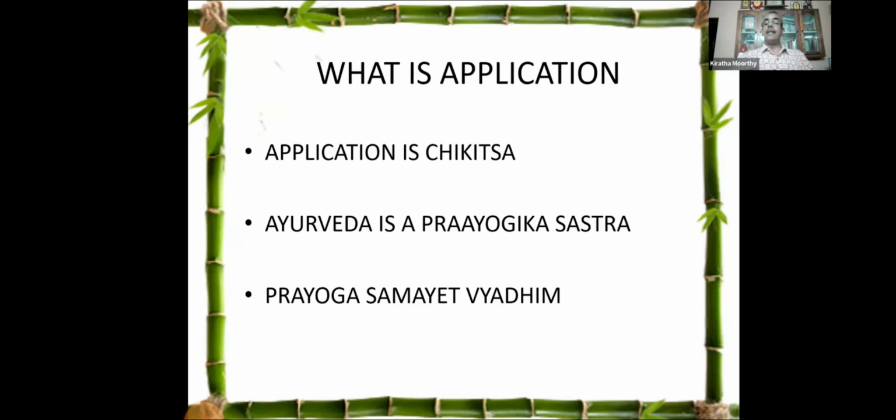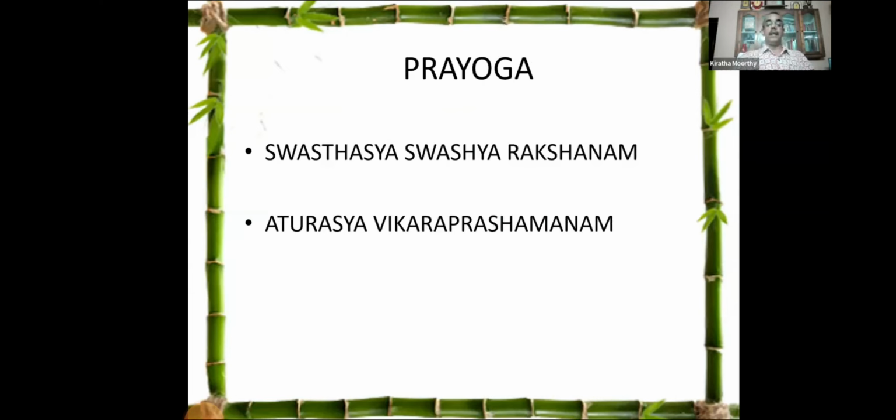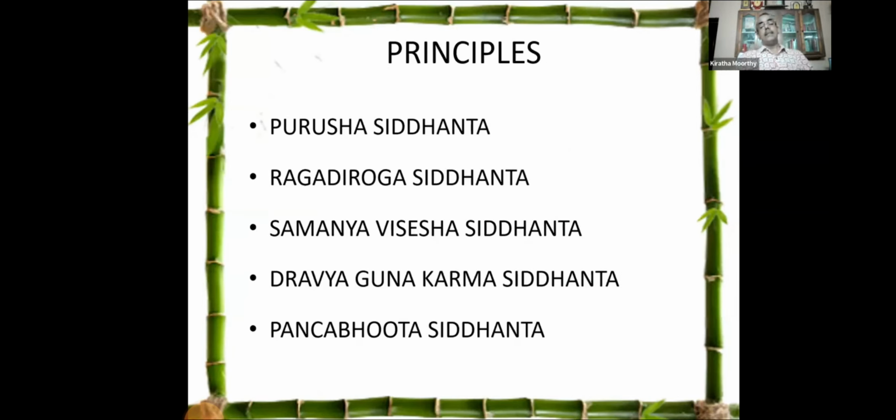So, Prayoga Shamaye Ityadhi. The Prayoga should relieve the disease from the patient. This can be divided into two broad things: Swasthasya Swasthya, that is the preventive aspect, and Adurasya Vikara Prashamanam, that is the curative aspect. That is also told by Charaka only. Then what are the principles we are utilizing in the treatment? Different principles are there. Concisely, I will deal with the principles we are utilizing.